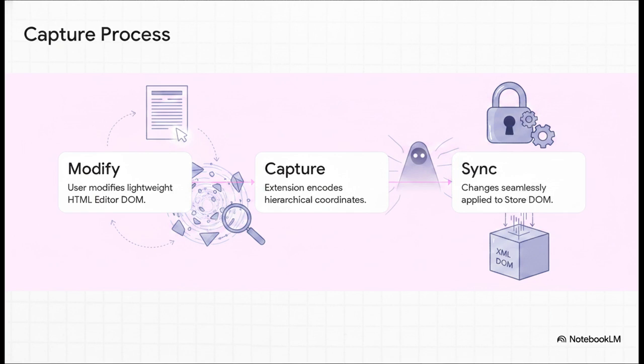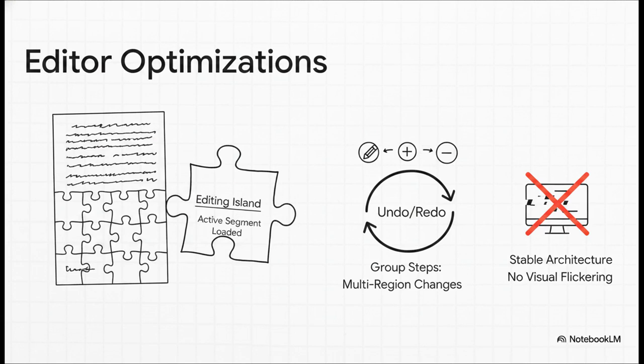Step 1, the user types a new clause into the visual editor DOM. Step 2, this extension instantly grabs those exact differences and encodes them into a hierarchical coordinate format, completely ignoring the visual layout. Step 3, those precise coordinate changes are seamlessly and securely pushed into the rigid XML store DOM in the background. This decoupled mechanism is just brilliant because it ensures lightning-fast performance while keeping the core data utterly pristine.